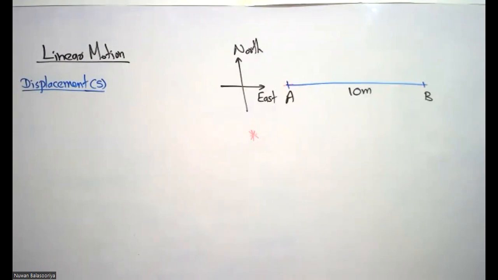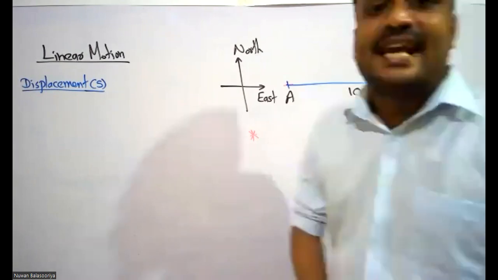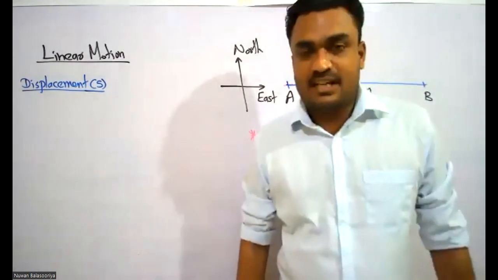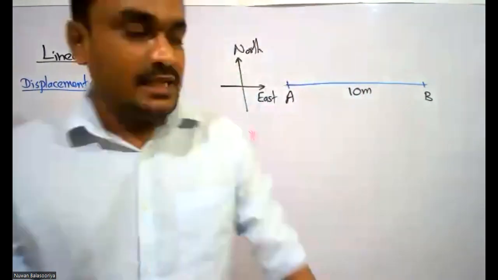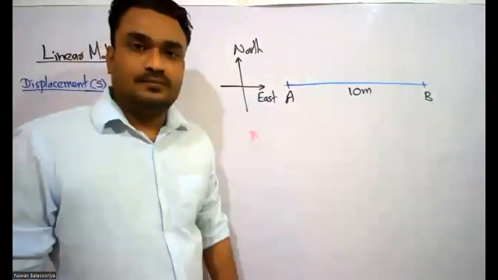Can somebody tell me, if something has a magnitude and a direction, what is it? A vector quantity. Very good. So therefore, displacement is a vector.